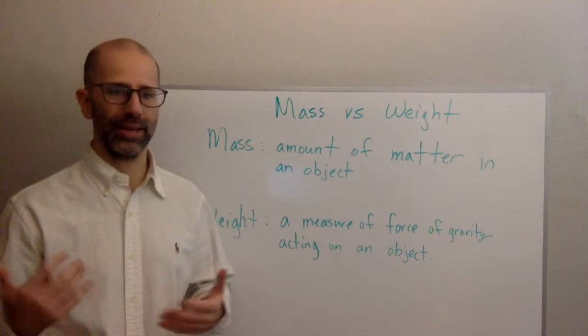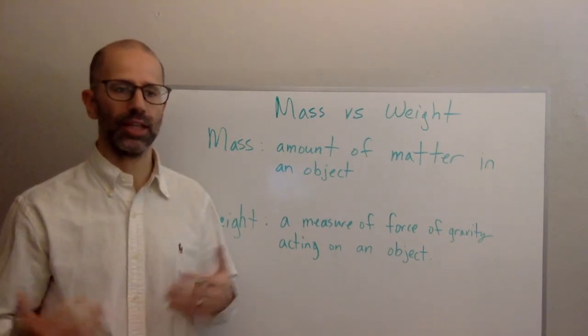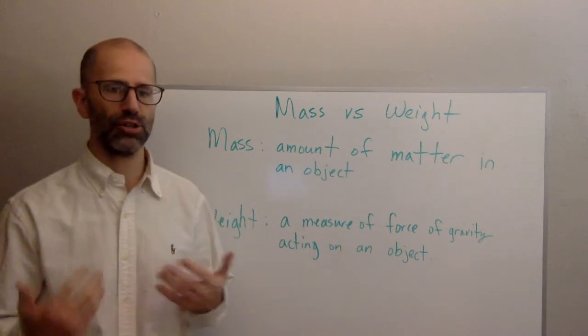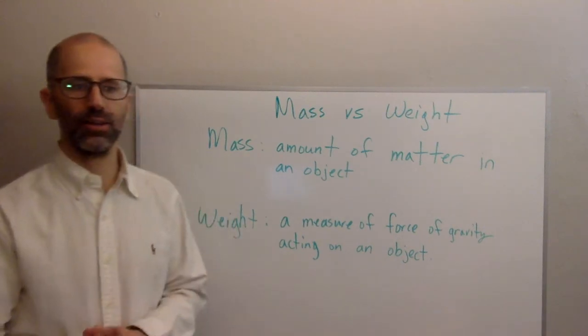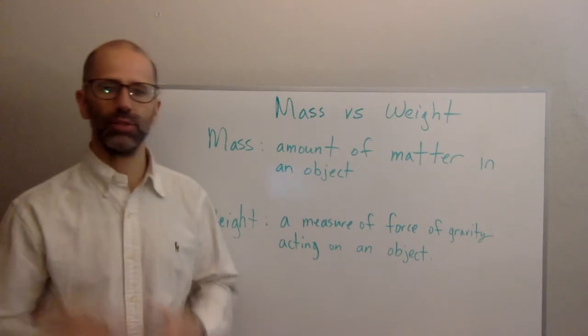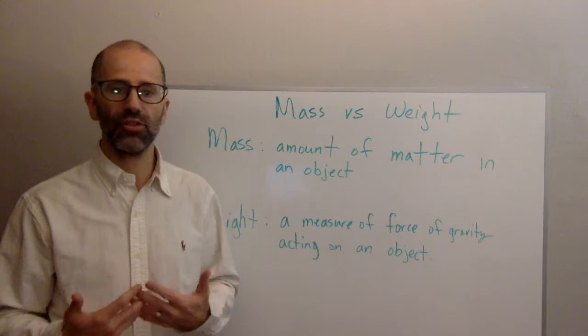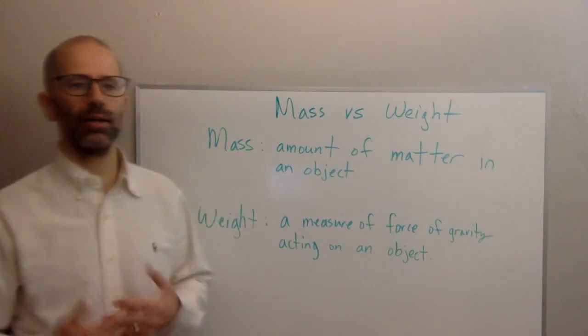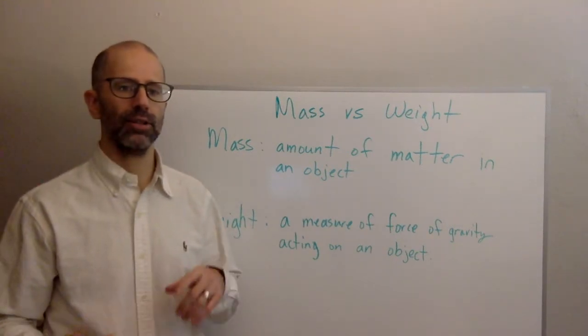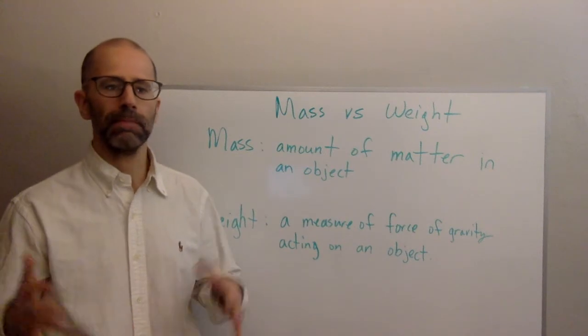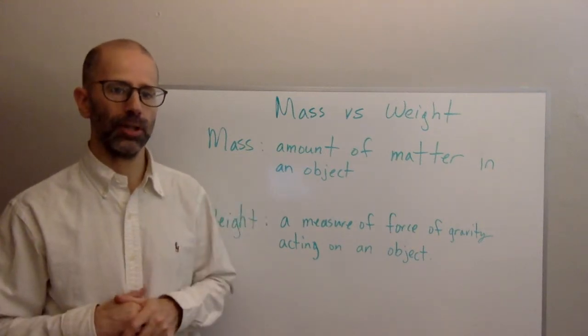In everyday conversations, we often use these terms interchangeably, and that's fine in a normal everyday conversation. We talk about weight or the mass of an object and mean the same thing. But when we're talking in science class, whether it's chemistry, physics, or whatever, they are distinct from each other.